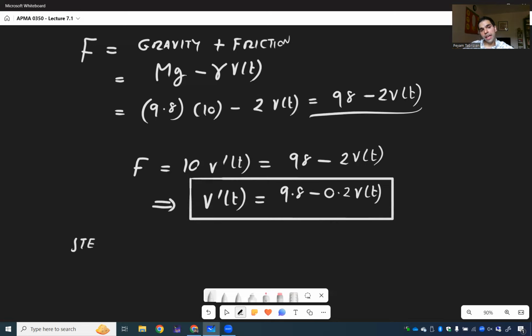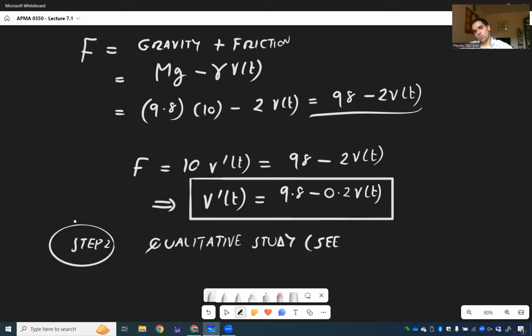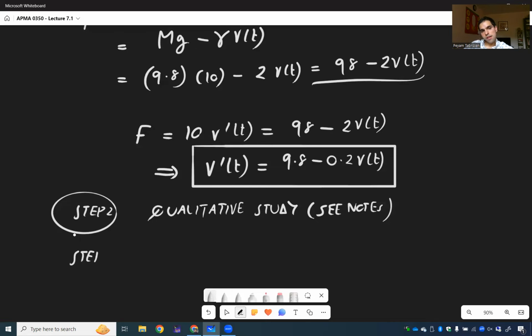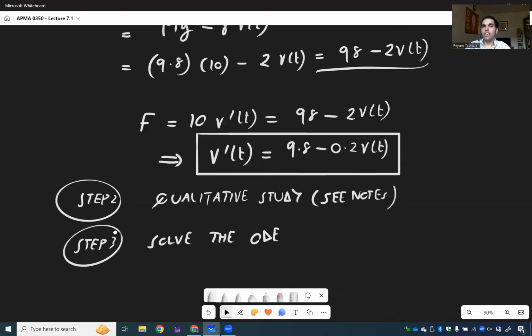But I do want to say, if you look in the notes, I have done a qualitative analysis, which you're welcome to check out. But here, since we can actually solve the ODE, let's do that. And by the way, this will be the only application example where I actually solve the ODE, because the technique will be the same for all the equations that we'll see.